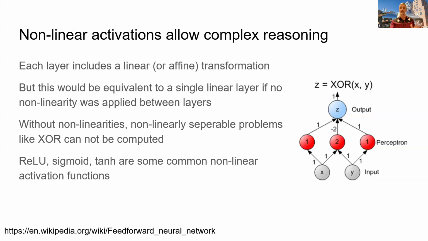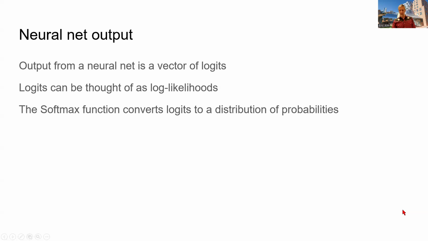ReLU is basically just saying, if the number that ends up after adding all the weights and biases is less than 0, we're just going to call it 0. But if it's greater than 0, we're going to let the value pass through unchanged. People also use the sigmoid function and tanh. But ReLU and different versions of that are very popular because they're extremely fast to compute and seem to perform as well as other things.